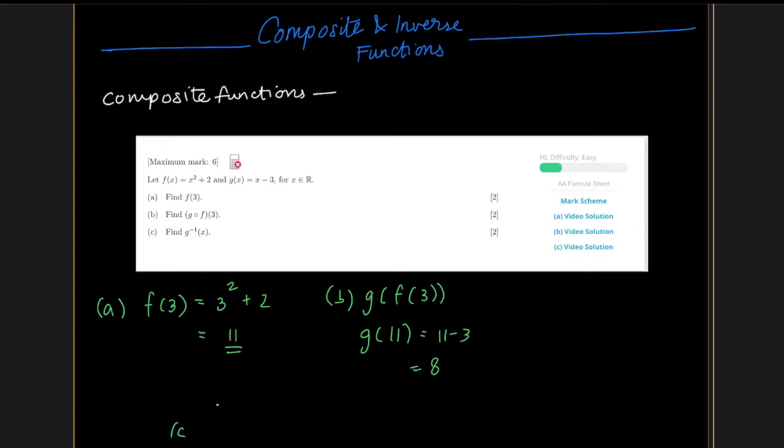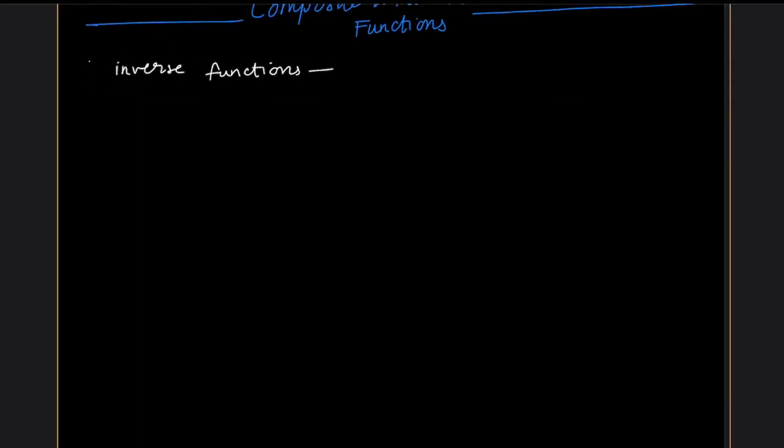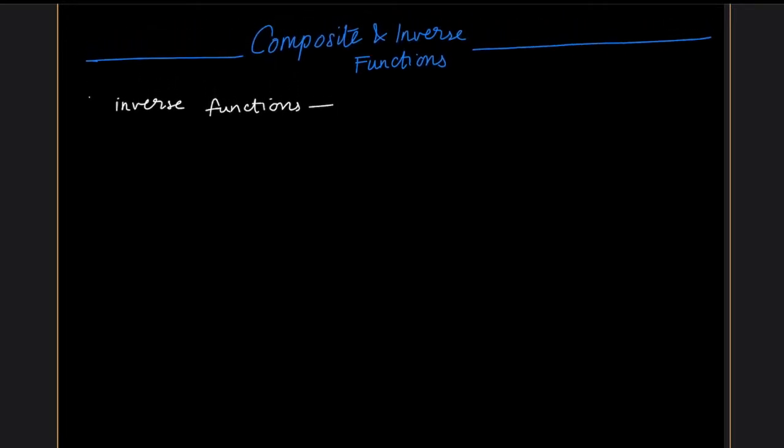And finally, part C is inverse, so the notation is g to the negative 1 of x. We'll get to this now. Okay, now let's have a look at inverse functions. Some of you may remember that in subtopic 2.2, we already learned the meaning of inverse functions. So if you don't know what they are, you can go watch that video first.